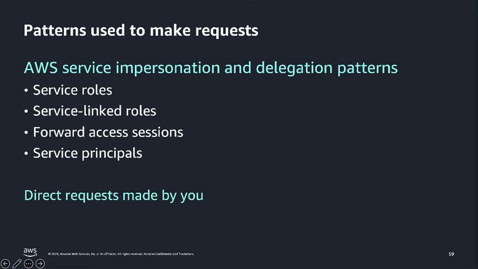The second category is what I'm calling direct requests made by you, and more or less contains requests that don't fall in the first category. These are requests that you make using credentials that you have direct access to. An example here could be requests that are made from outside of AWS using the CLI or SDK, or by humans accessing the console, just to name a few. Let's talk more about the significance of these patterns.